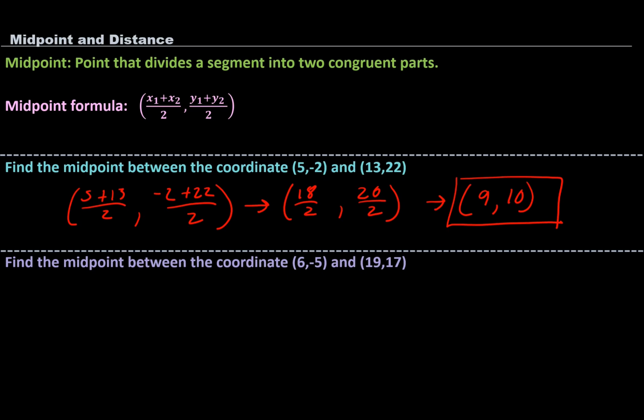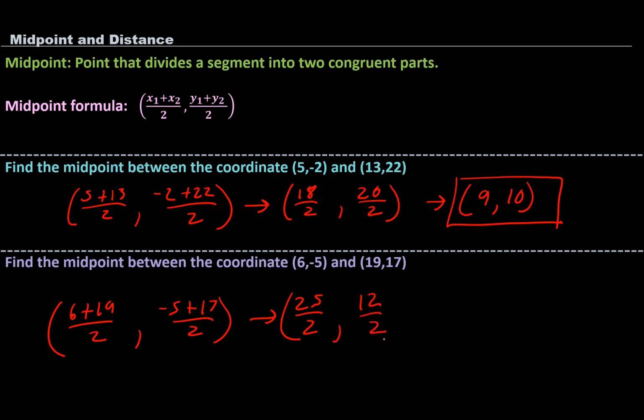And then for the second one, it is rinse and repeat. So 6 plus 19 over 2, and negative 5 plus 17 over 2. Well, 6 plus 19, that's going to be 25 over 2. Negative 5 plus 17 is going to be 12 over 2, which gives us (12.5, 6) as our midpoint.